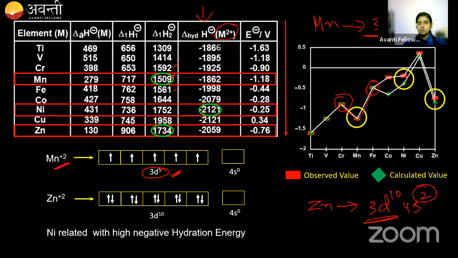So these are the points you have to keep in mind regarding the standard electrode potential concept. Do you have any doubts? If something is attaining the more stable configuration, then the ionization energy will be very low. Manganese and zinc have that. And if something has the more negative hydration energy, then that particular ion is more stable. That's all. These are the 2 points which we are learning from this slide. Got it?